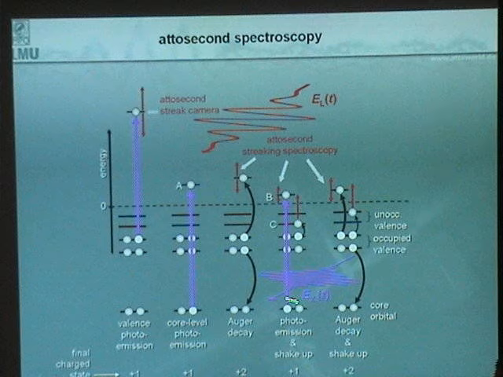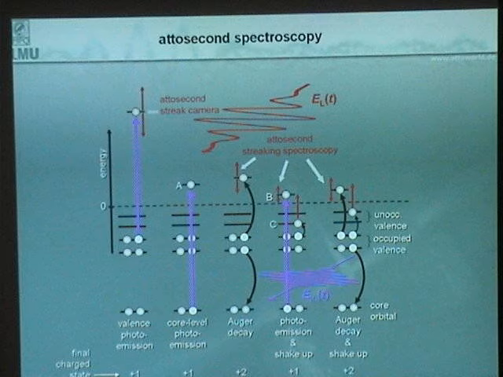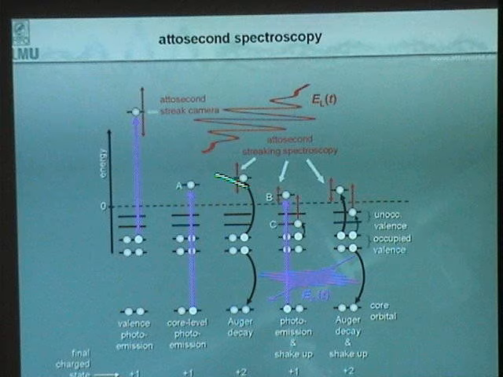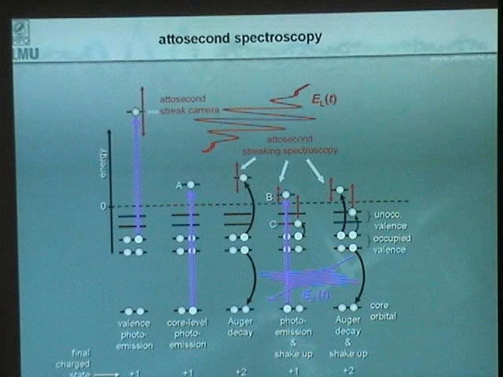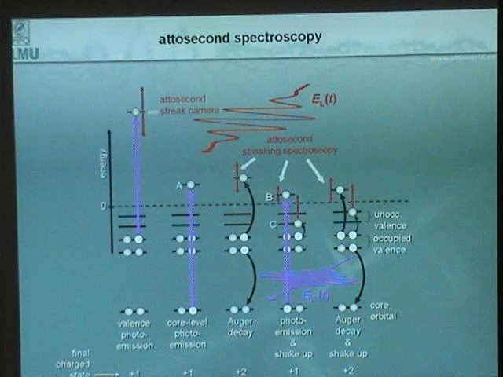These are two very different possibilities, and we may expect that in the second case, if this electron transfers a fraction of its energy to another one, maybe the emission time does not exactly look the same as in the case where all the photon energy is taken up by one single electron. So by comparing these two streaked spectra, maybe we can learn something about shake-up. Is there any other possibility of learning something about inner atomic excitation and relaxation processes directly in the time domain with these tools?